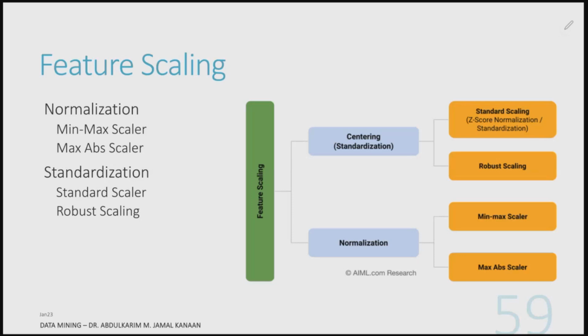So there are many algorithms or many techniques to apply feature scaling. We have min-max scaler and max ABS scaler. These are under normalization. And for standardization, we have standard scaler and robust scaling. Now, by the way, if you check the internet, you may find that people use them interchangeably, meaning maybe they call normalization standardization and standardization normalization, okay? It doesn't matter as long as you understand what you're doing. So we have 4 ways we're going to discuss.